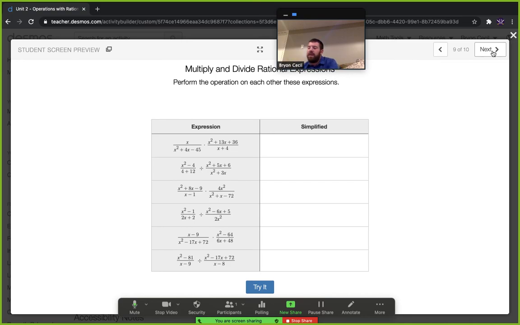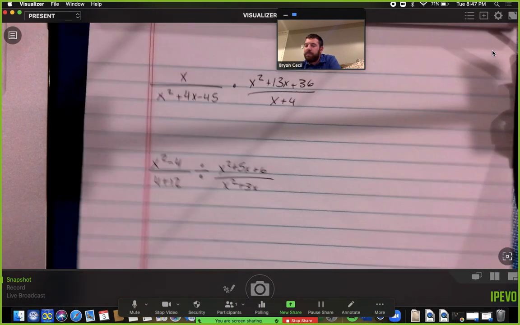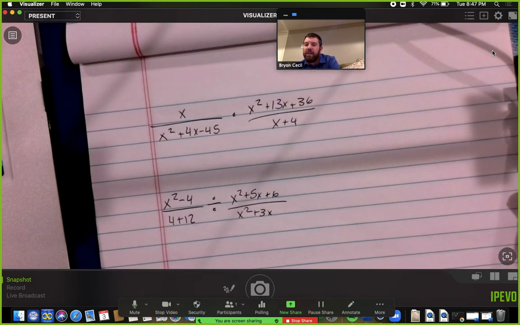So if I was really good, I would already have these written down, but I'm kind of slacking a bit, and so I don't have those down. So what we'll do is we'll do two at a time. X squared plus 13x plus 36 over x plus 4. Let's give ourselves some space here. X squared minus 4 over 4 plus 12. It's kind of weird. Divided by x squared plus 5x plus 6 over x squared plus 3x. Here's what we got. Let's get that straightened up for you just a tad.